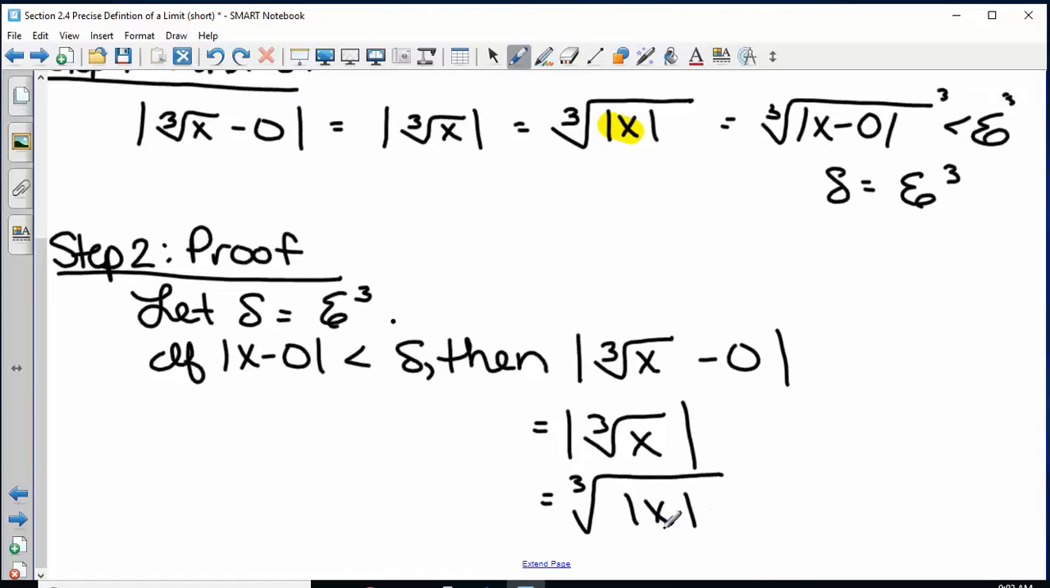Okay, but the absolute value of x is the same as the absolute value of x minus 0. And we already said up here that that was less than delta, right? So right here I can say this is less than, and I'm replacing my absolute value of x with the delta. So it's less than the cube root of delta.